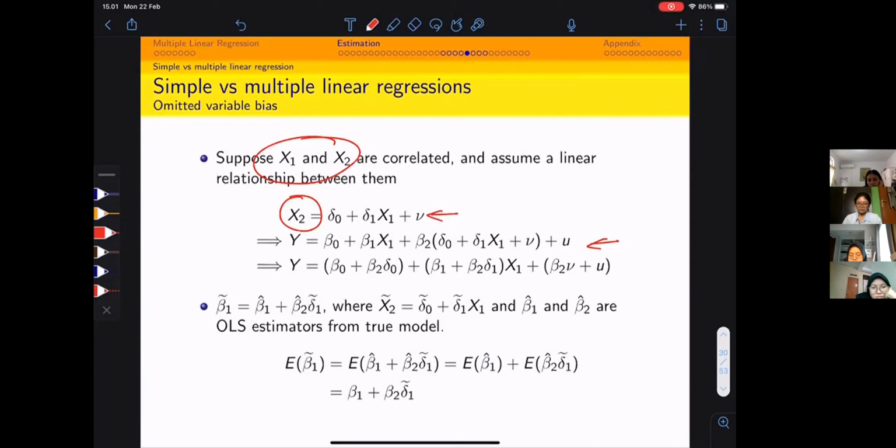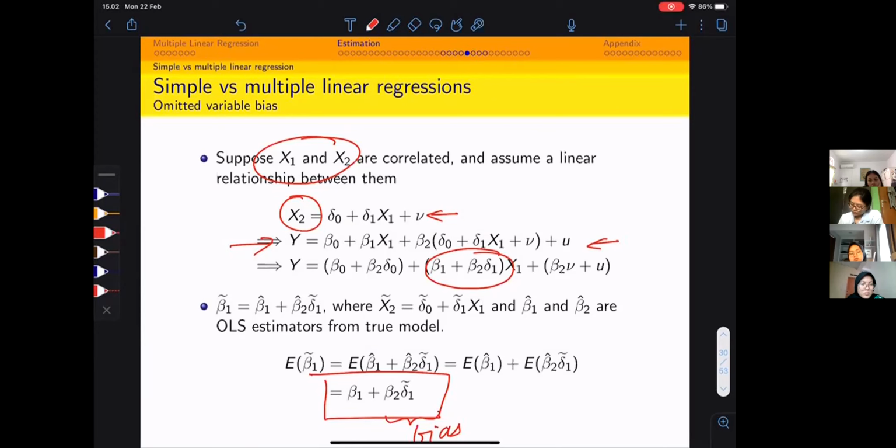And so after you plug this equation into X2, then what you're going to get is Y only as a function of X1, okay? But now pay attention to the coefficient of X1, okay? The coefficient of X1 is actually now not beta 1, okay? The coefficient of X1 is now beta 1 plus beta 2 multiplied by delta 1, okay? Again, the estimated value of beta 1 is now beta 1 plus beta 2 times delta 1, okay? And what we can say is that beta 2 times delta 1 is actually the bias. In particular, it's the omitted variable bias. This is the bias because we do not include X2 in the regression model, okay?